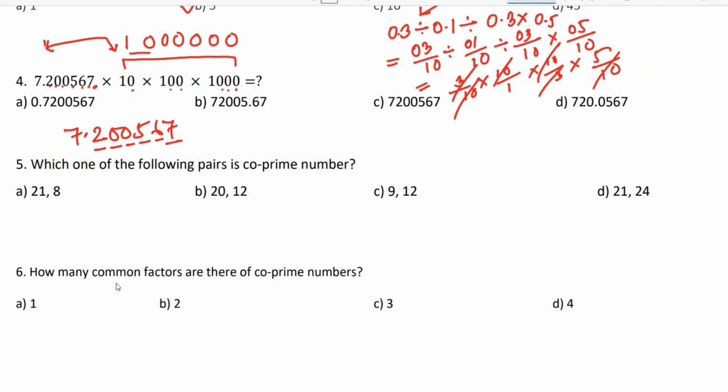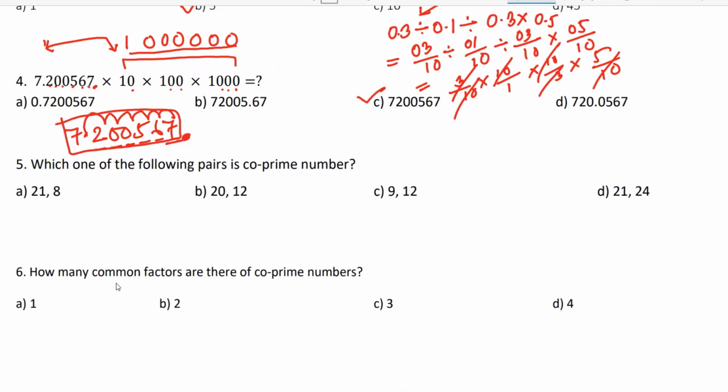If we multiply this number with 1 with 60, then the decimal shifts one place, second place, third place, fourth place, fifth place, sixth place. That means the decimal is converted here. So the number becomes a whole number. So this is answer C.